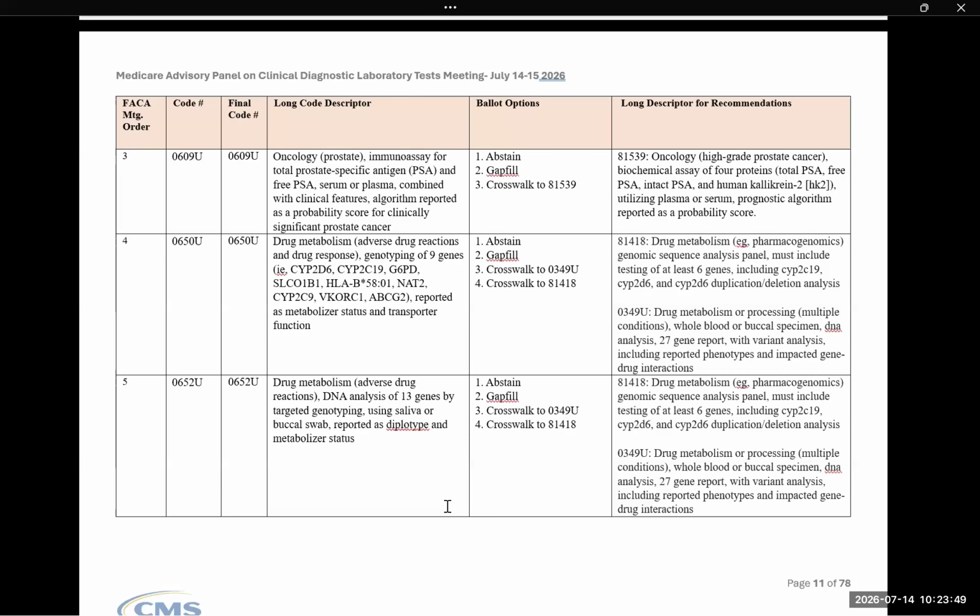Right, do we have any other options for the panel to consider? A gap fill or to abstain. And are there any questions or comments from other panel members or from CMS about this code? All right, if there are no additional comments, panel members, please cast your votes.